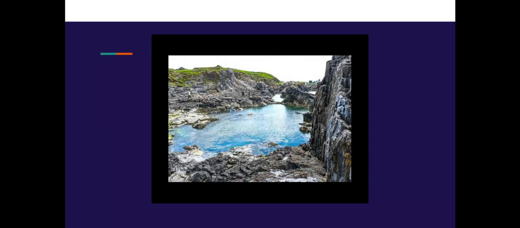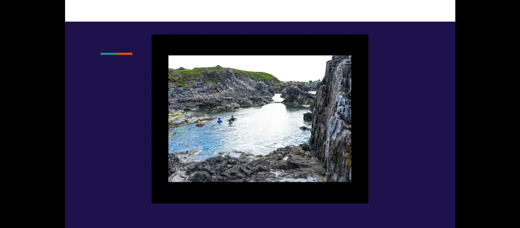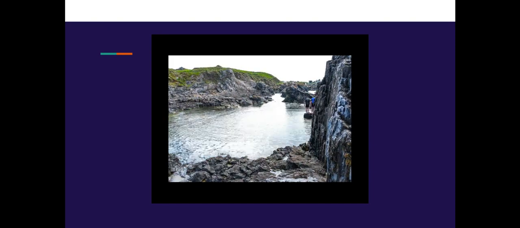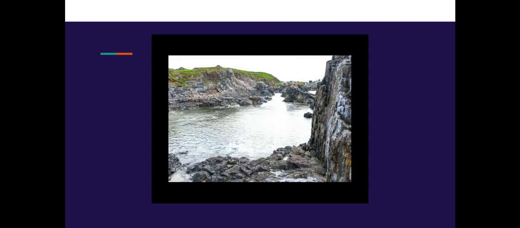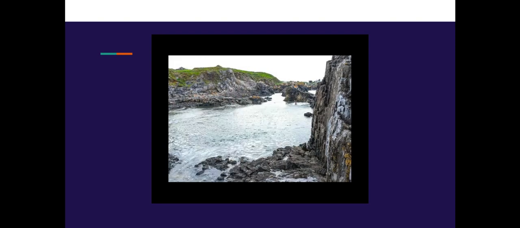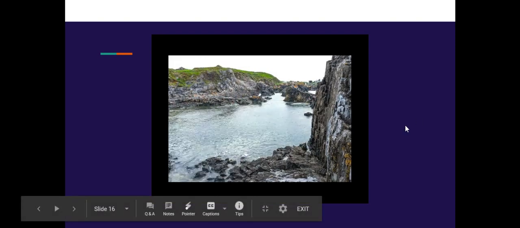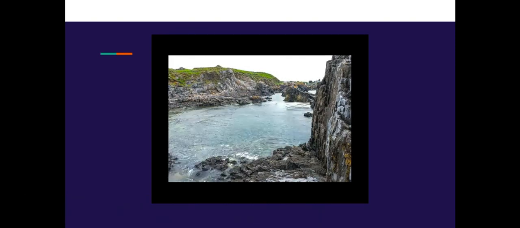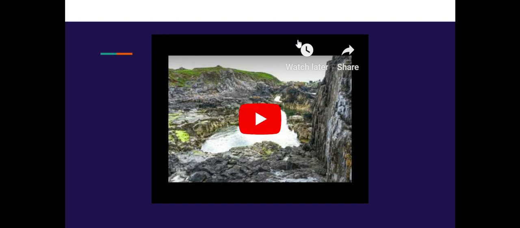And look, they're using it as a little swimming area. That's a pretty cool area. I like that. Gotta be careful swimming around those rocks, though. Don't want to get your foot caught. And that might be the highest of the tide right there. And there it goes.